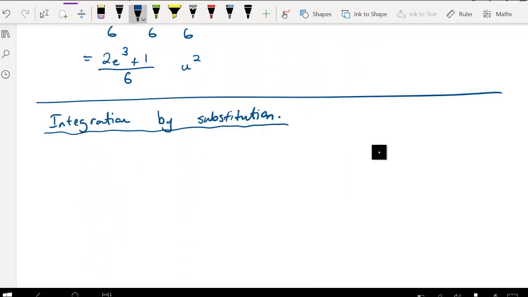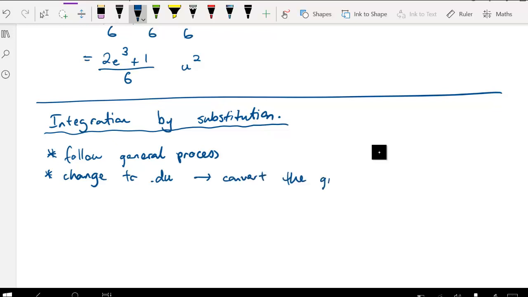Okay, so with integration by substitution, we're going one step further. We already know our process with integration by substitution, so we're going to follow the general process. But as we're going to change from dx to du with respect to u, we need to convert the given limits to u values as well. Right, so this will be our approach. We'll look at an example because that's the easiest way to do this.